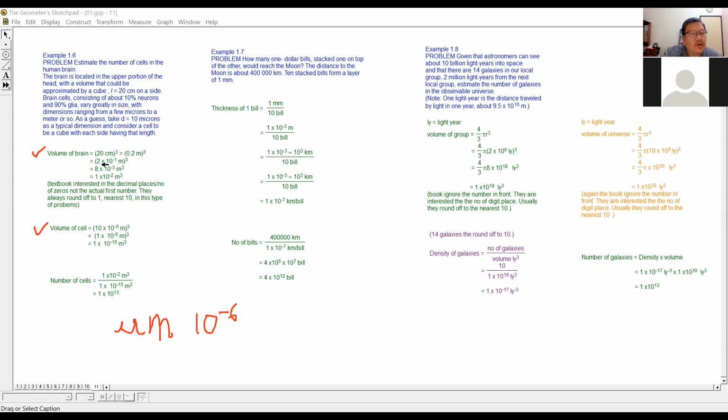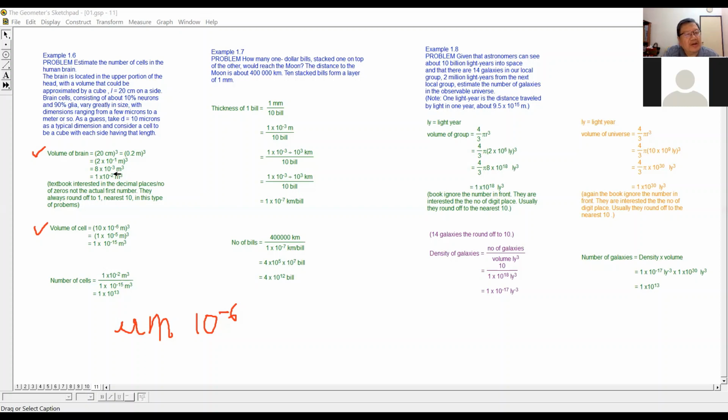0.2 we can change to 2 times 10 to the power of negative 1. So from one number, we change it to scientific notation. When you cube this number, you also cube the unit, so the unit is cubic meter. When you cube 2 times 10 to the power of negative 1, you cube the number, which becomes 8, and you cube the 10 to the power of negative 1, which becomes 10 to the power of negative 3.